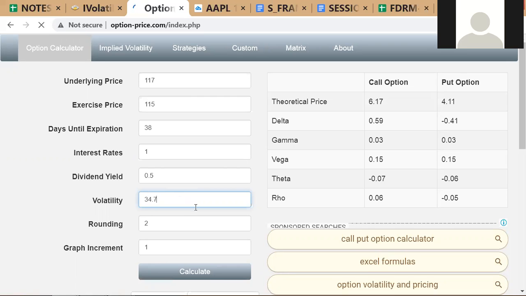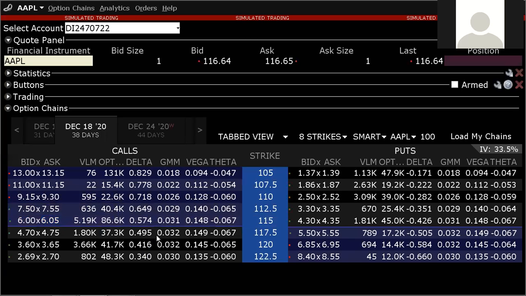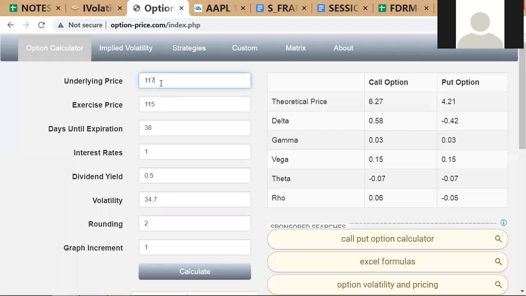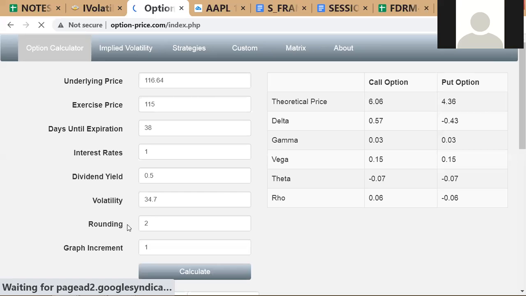Input of vol. Okay, this is actually 627, so some of these numbers will be different. And the exercise price is 115 and this is 116.64. Maybe we can put this as 116.64 and get more exact numbers. All right, but you get the idea.